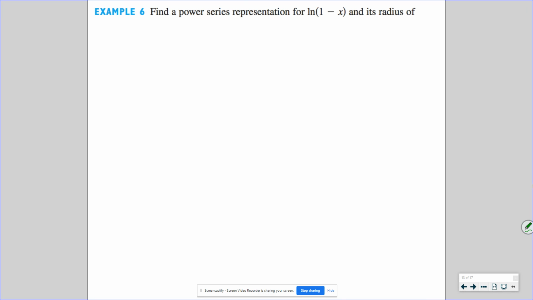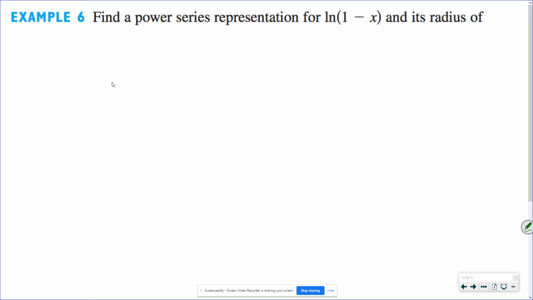Find a power series representation for ln of 1 minus x, and its radius of convergence. Convergence got cut off there. All right, find one. We don't have anything to go off of. So we're going to start playing around with it. Obviously this doesn't look like a over 1 minus r, right? Doesn't even look close to that. So let's think about how we could make it a over 1 minus r in that format.